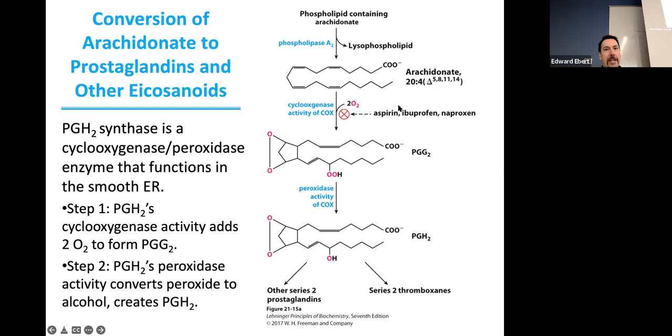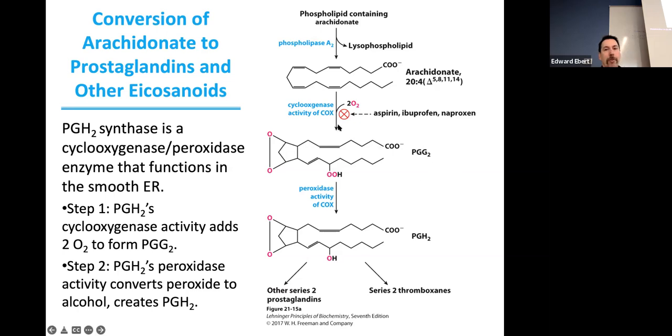We see these in inflammation, right? One of the things that happens if you get injured, you will see inflammation, swelling that'll happen. A lot of times to avoid that and to avoid fever, we can use various anti-inflammatory agents like aspirin or ibuprofen or naproxen, right? So they will inhibit this cyclooxygenase activity, okay?